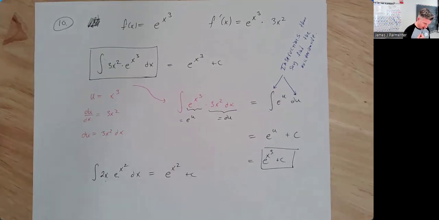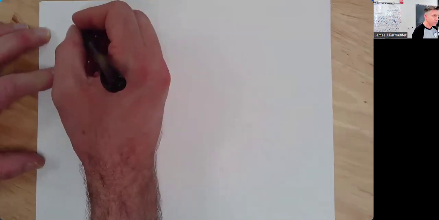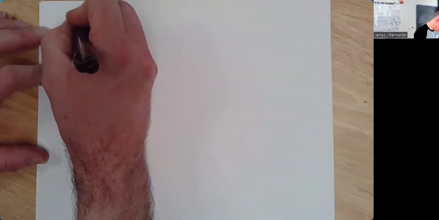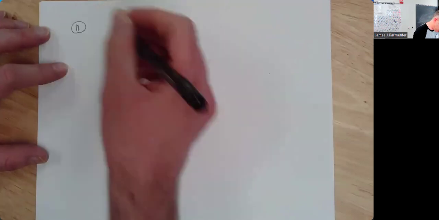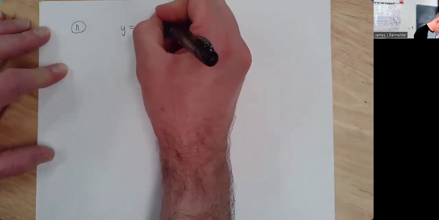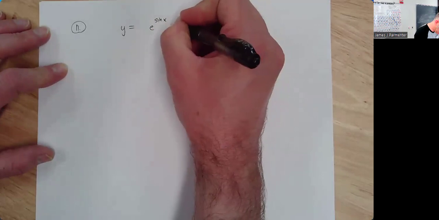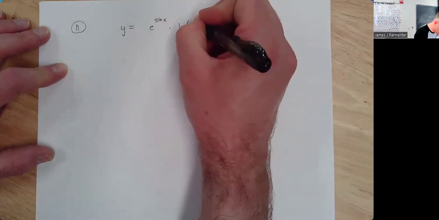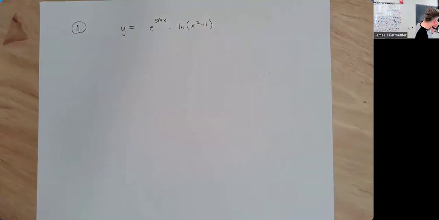What else did I want to do here? There's something else I want to say about e to the stuff specifically. So let me kind of throw it all together and get all sorts of bizarre looking things you want to take derivatives of. For example, I could say y equals e to the sine of x times the natural log of x squared plus 1. You'd be really, really unhappy about having to find the derivative of that.